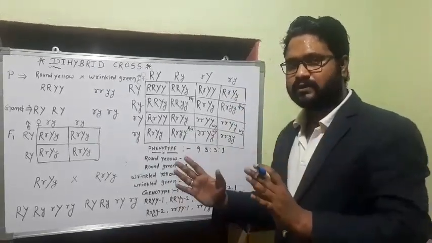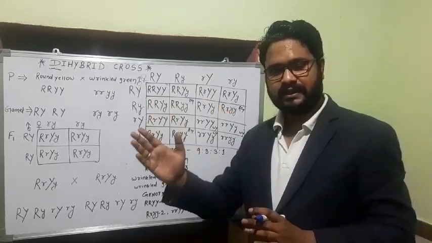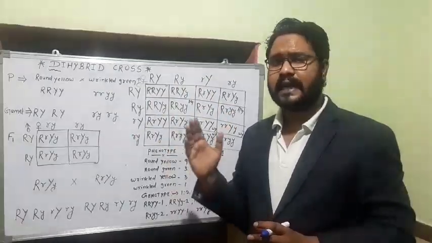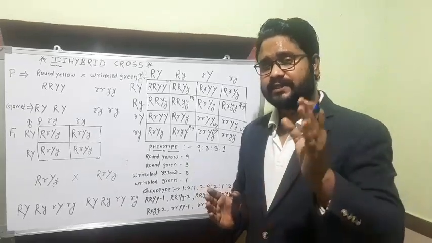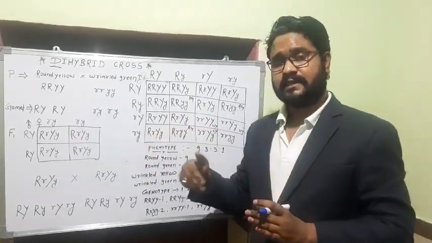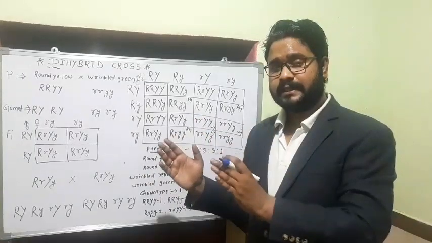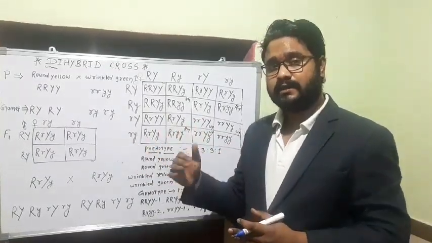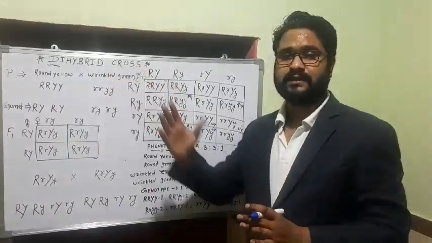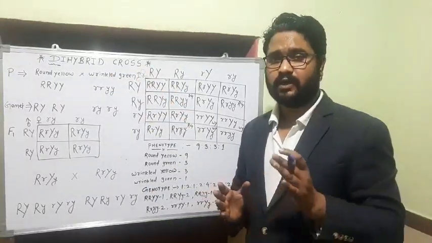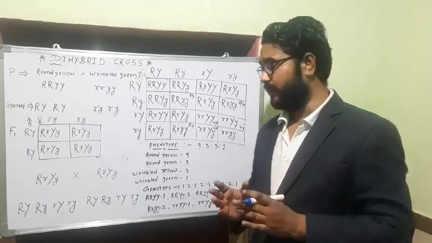Okay, so we know the phenotypic ratio 9:3:3:1. 9 indicates both the dominant trait. First 3 indicates first dominant trait, that is roundness. Next 3 indicates second dominant trait, that is yellowness, and the 1 indicates the homozygous recessive parental combination, that is wrinkled green or small r, small r, small y, small y.